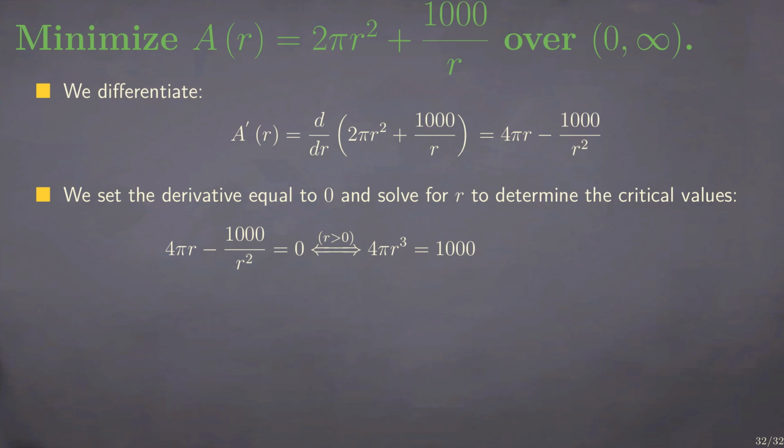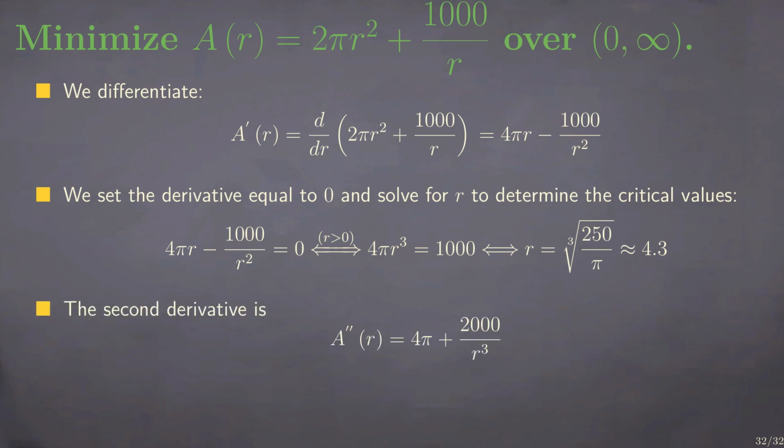Based on the formula for the derivative of A, and together with the condition that r is positive, we see that 4 pi times r cubed is 1000. It means that r is approximately 4.3, and you can easily get this using a numerical calculator.